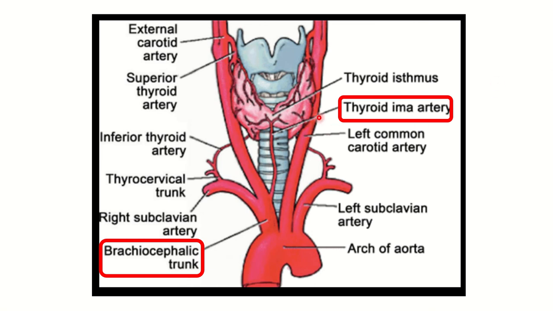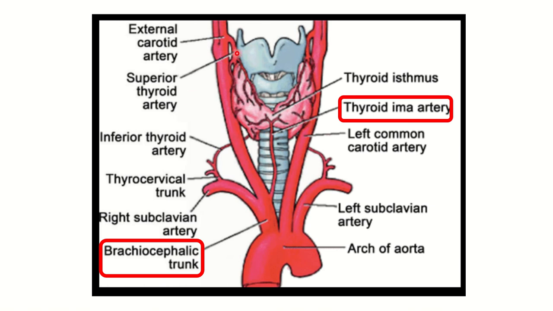And we can see this is the arteria thyroidea ima, and this artery drains into the brachiocephalic trunk. So the thyroidea ima artery arises from the brachiocephalic artery, and at the same time we can see the whole blood supply of the thyroid gland.